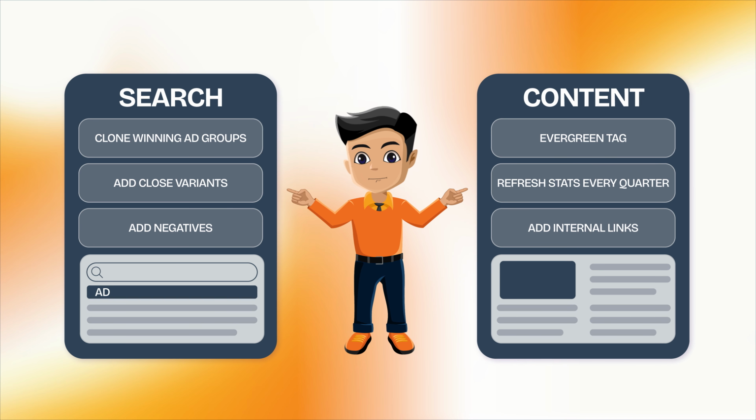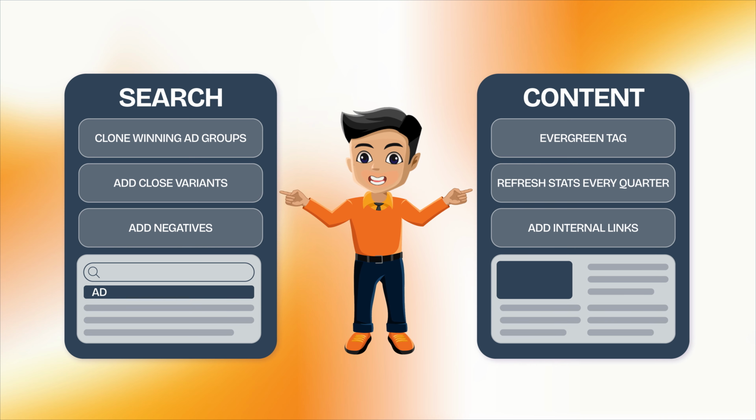For content, promote your best performing pieces to evergreen. Refresh stats quarterly, add new screenshots, and keep interlinking. Document a creative sprint ritual: ideation Monday, scripting Tuesday, production Wednesday, launch Thursday, review Friday.